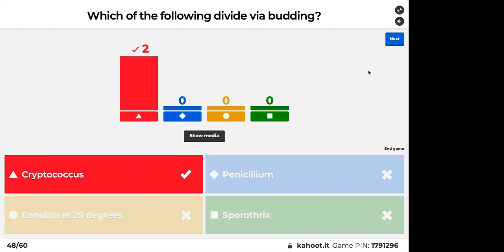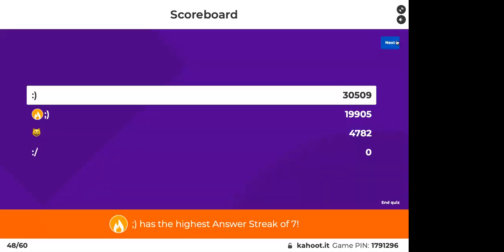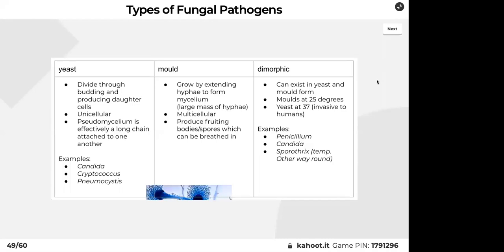So which of the following divide via budding? You guys did pretty well, but the answer was Cryptococcus. I believe there's an explanation if you move on to the slide. Yeah, so out of the options that were there, Cryptococcus is a yeast, so that divides by budding.